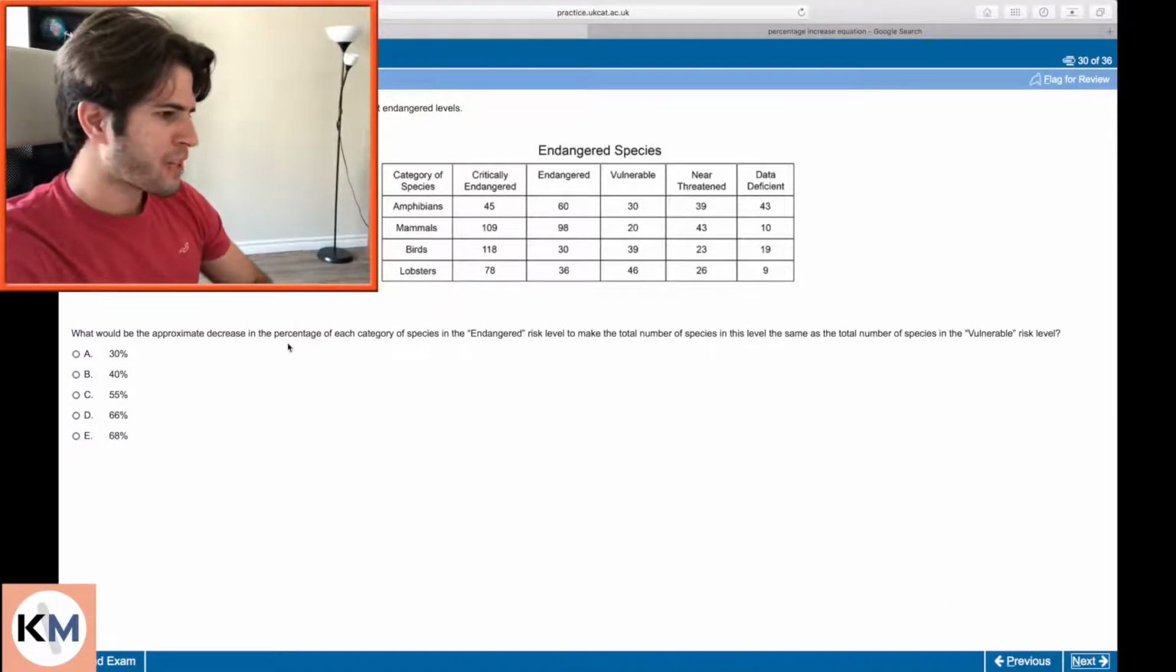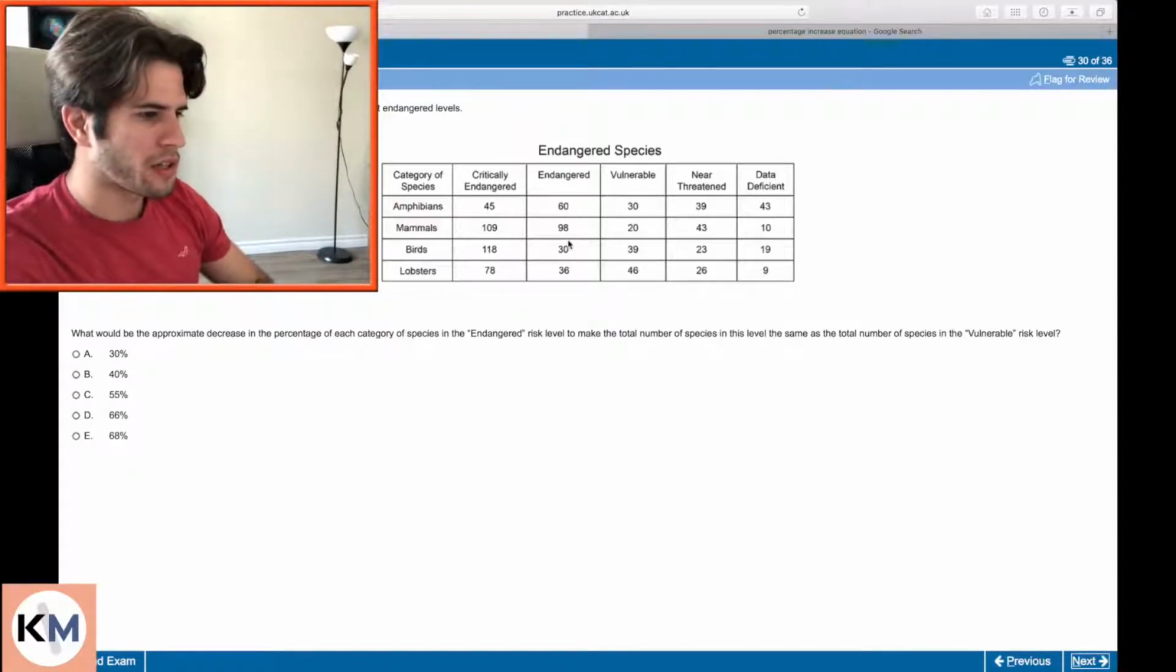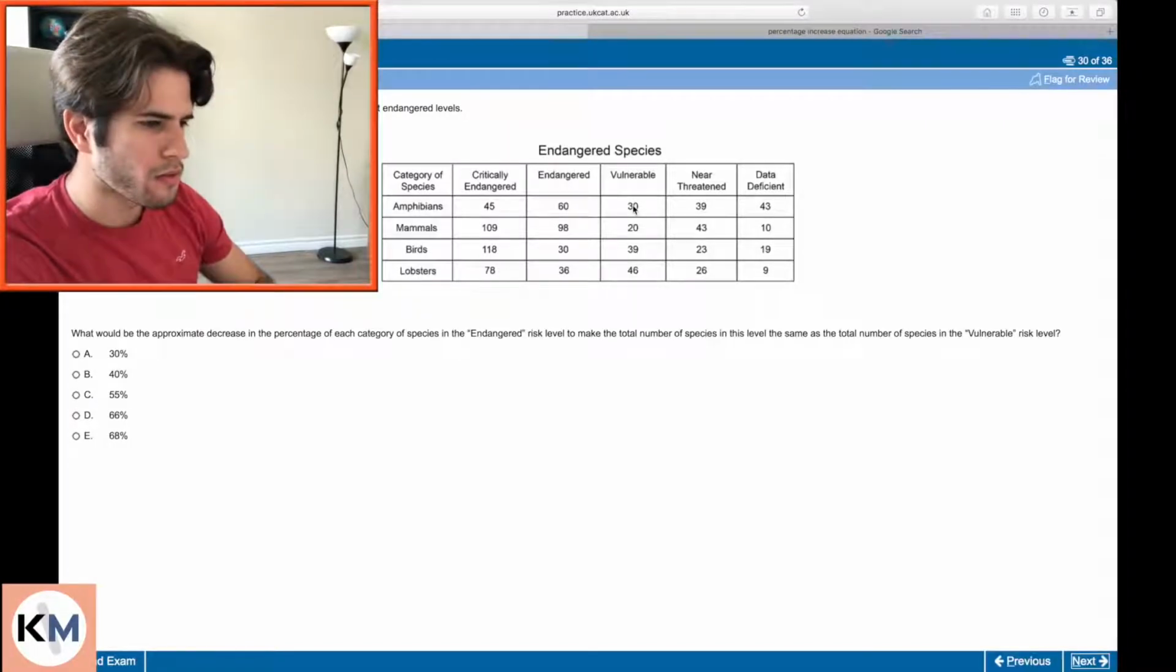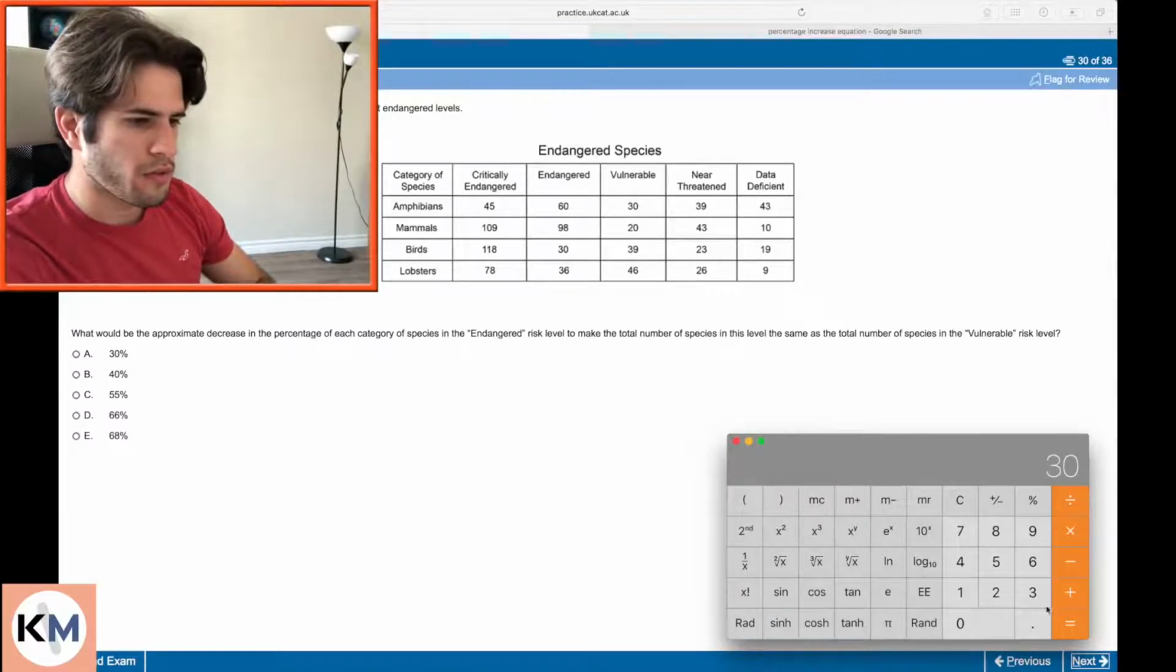Okay. What would be the approximate decrease in the percentage of each category of species in the endangered risk level to make the total number of species in this level the same as the total number of species in the vulnerable? Okay, interesting question. So vulnerable's total right now is 30 plus 20 plus 39 plus 46.